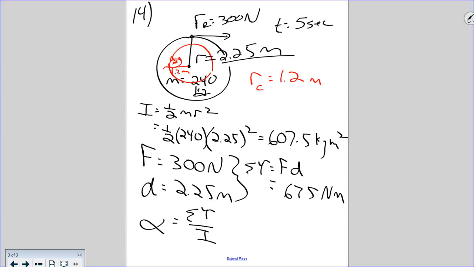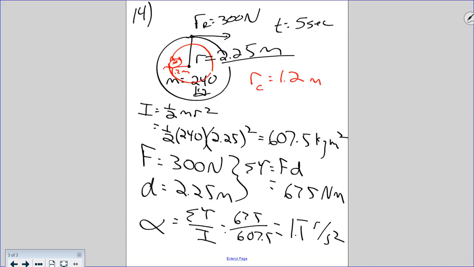Do you guys understand that this equation replaces Newton's second law, right? Instead of A equals force over mass, it's A equals torque over inertia. All right, so you get 675 over 607.5. Gives you a number that I, once again, don't know. 1.1 repeating. Is that what you guys got? Radians per second squared. Good?